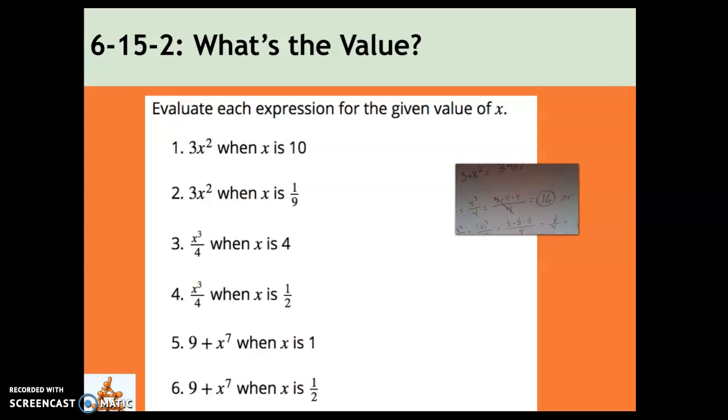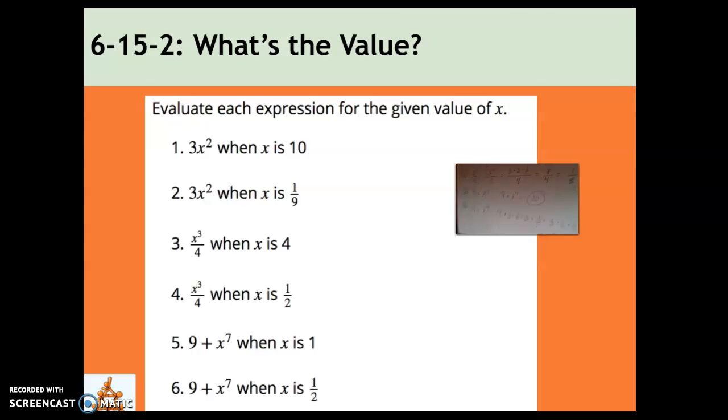Now, that's not the only way you could do this. You could go ahead and multiply out 4 to the third power, which gives you 64, because 4 times 4 is 16, and then times 4 again is 64. And then do 64 divided by 4, and you still get an answer of 16. So the answer is 16 on that.